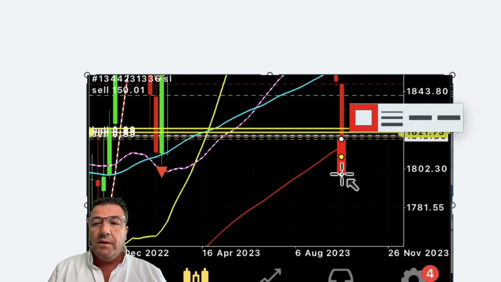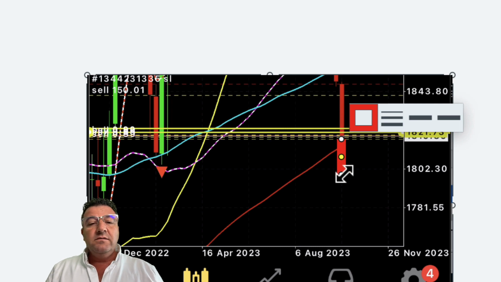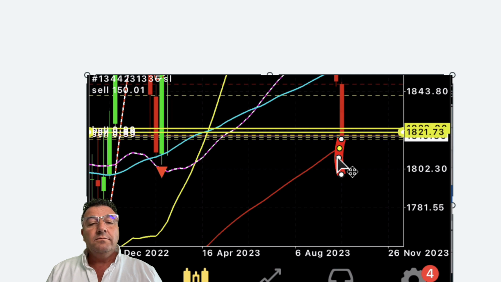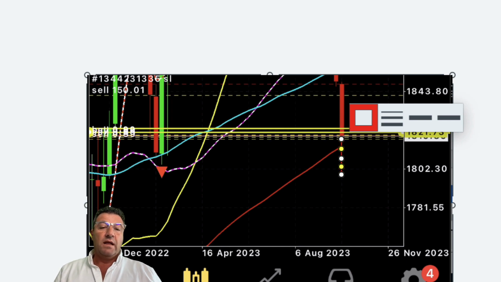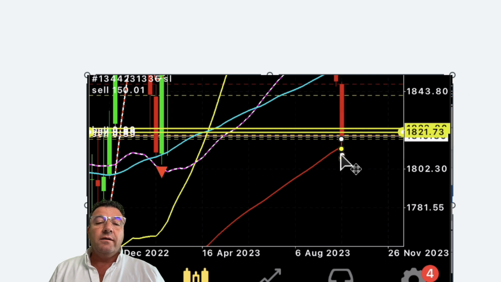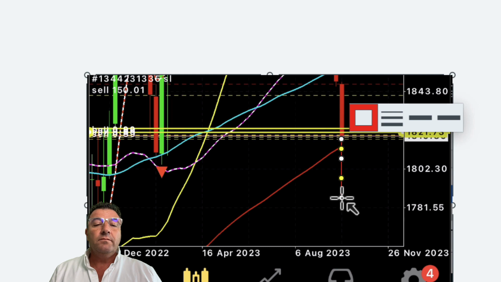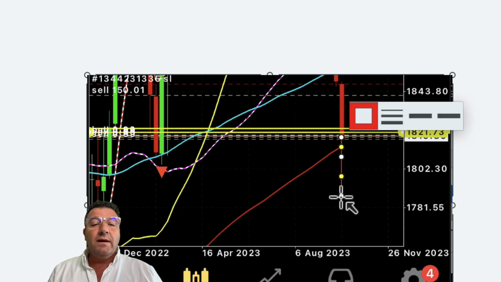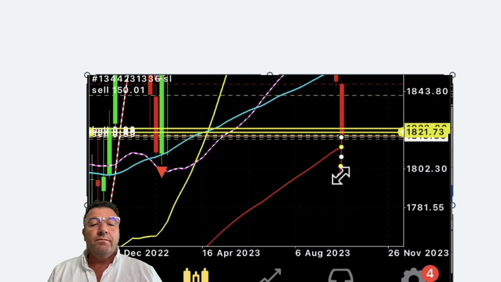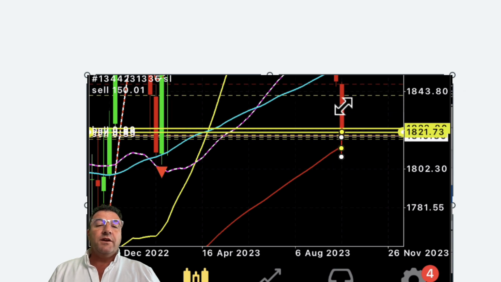So what's going to happen? This candle is going to turn into a wick, like that. And the wick is going to shrink and it's going to come all the way back up. And then it's going to go north.